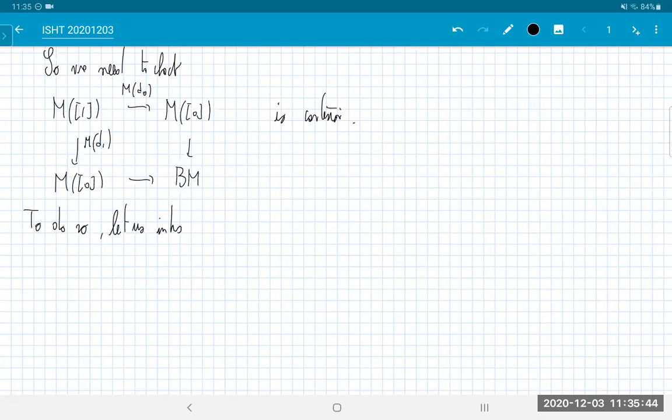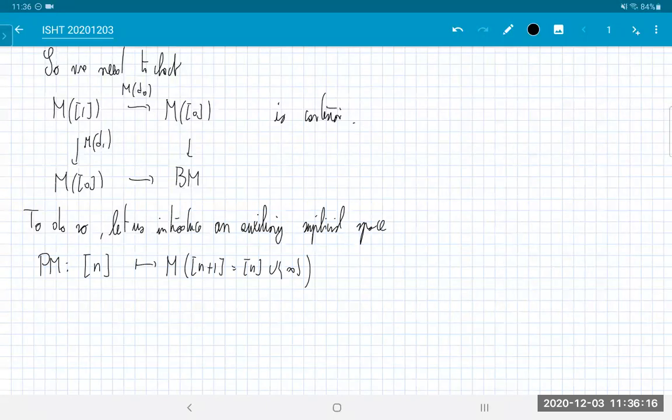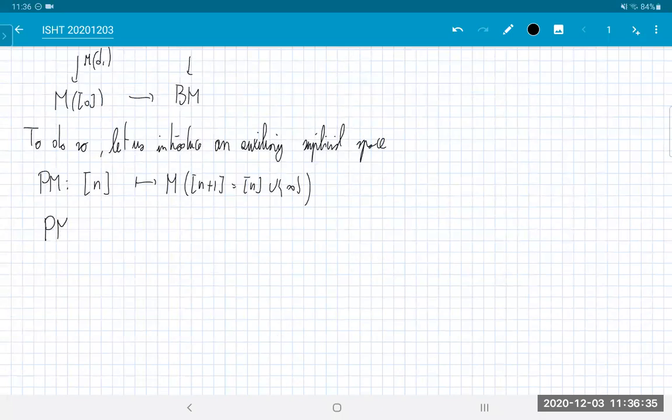So to do so, let us introduce an auxiliary simplicial space. This is just the one we already saw, P of M, going n to M of n plus one, seen as n with an additional point. And actually, let me think one second if I'm doing this right. D1, yes, okay, I'm doing this right. I have to swap D1 and D0, it's not really important, but just making sure that the diagrams are correct. So this comes with a map to M, induced by the inclusion of M inside M.